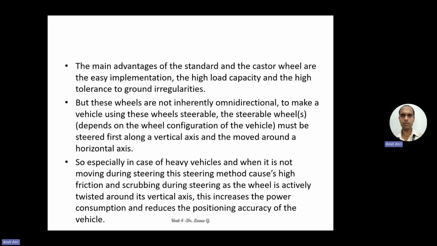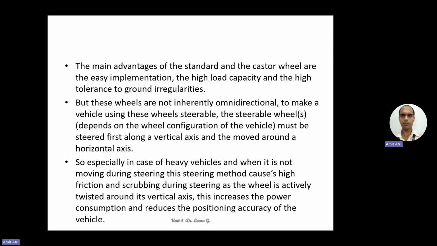But these wheels are not inherently omnidirectional. Omnidirectional means they can move in any direction. To make a vehicle using these wheels steerable, depending on the wheel configuration of the vehicle, the wheel must be steered first along a vertical axis and then moved around a horizontal axis. So the steering capability is less in the case of standard and caster wheels. Especially in heavy vehicles, when it is not moving during steering, this method causes high friction and scrubbing as the wheel is actively twisted around its vertical axis. So this increases the power consumption and reduces the positioning accuracy of the vehicle.